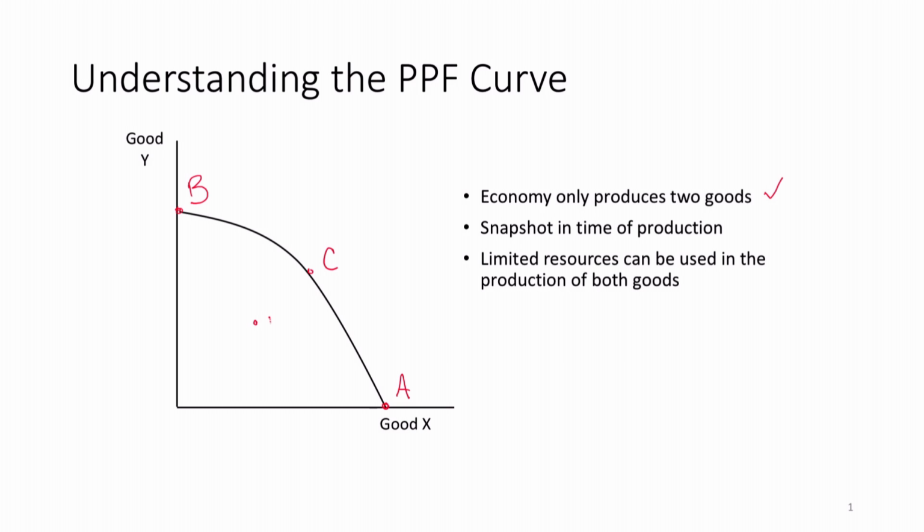Now, a point such as point D on our PPF curve is what we call inefficient, because we're not using all of our resources to produce good X and good Y. If we simply employ more of our resources, we can produce more of good Y, or more of good X, or some combination of good X and good Y. A point such as point E would be impossible. We simply don't have enough resources to produce this combination of good X and good Y. To get to point E, we would need more resources in our economy.